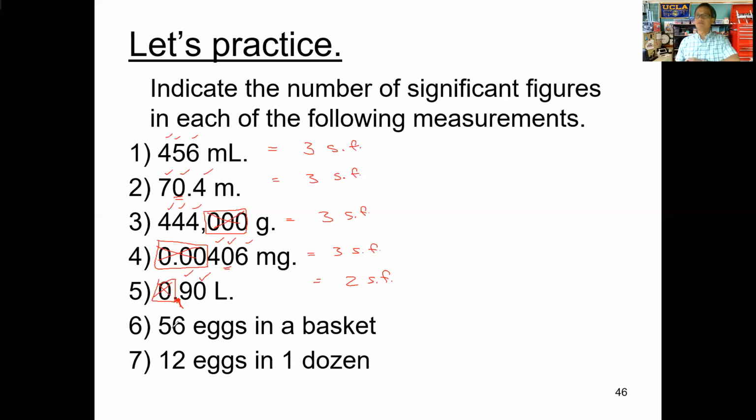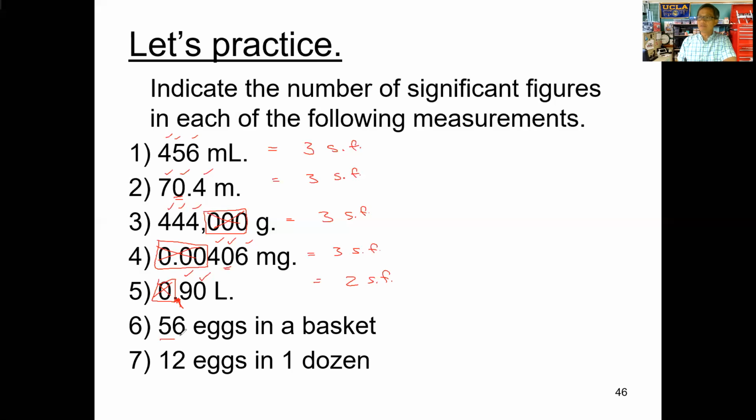We've counted out 56 eggs. The other way you can see this is that this is not a measured value. We've counted it out. All of these others are measured. This is a volume measure. This is a length. This is a mass. So whenever you have a number that you obtain by measuring, we have to deal with the significant figures.